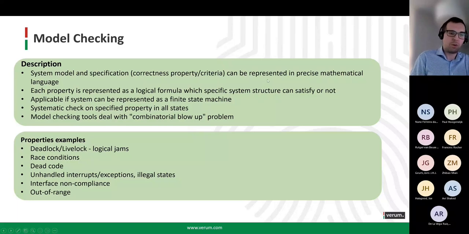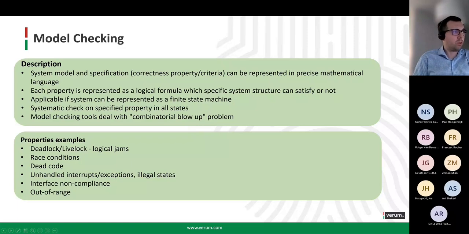So we can just translate our lines of code into some kind of mathematical expression. By specification, we mean some kind of correctness property or criteria. By criteria, I mean properties like deadlock and livelock detection. So all the logical jumps we can suffer from: race conditions, dead code, unhandled exceptions, interrupts, illegal states, non-compliance, and out of range fixes. Those are pretty much the most common errors and bugs we can find in our code. And what we are doing is trying to express them as a logical task.